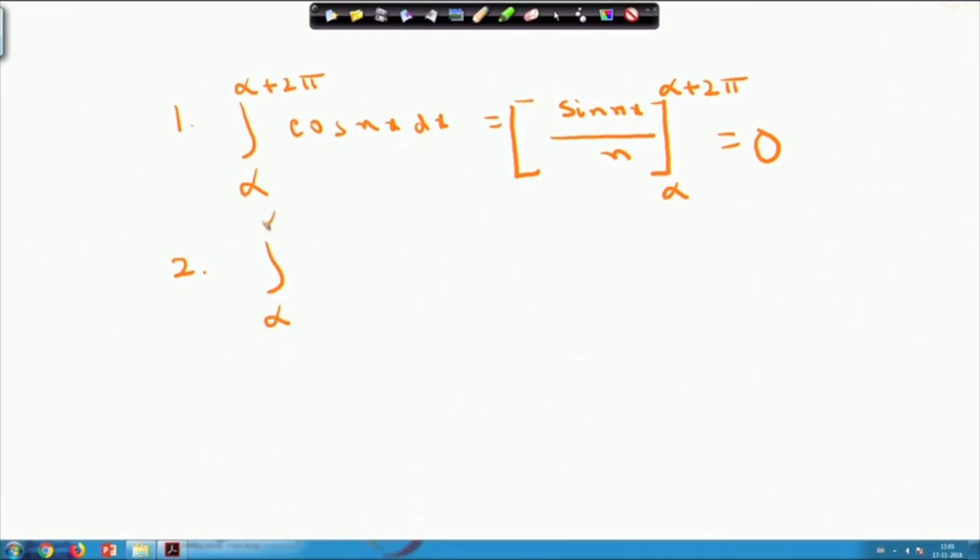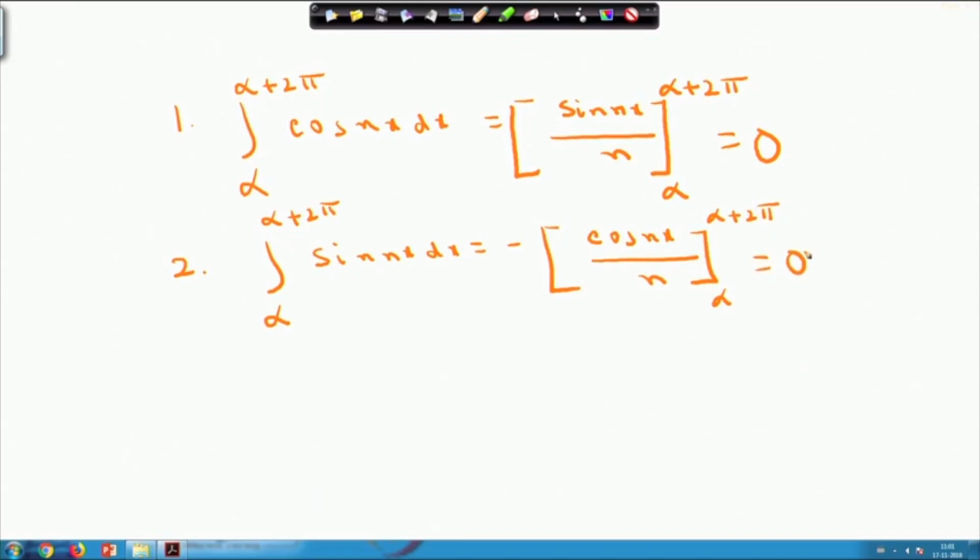Similarly, integral alpha to alpha plus 2 pi sin nx dx equals, again I am just brushing up these things, I am not giving the proof, minus cos nx by n from alpha to alpha plus 2 pi, and this value is again equal to 0.